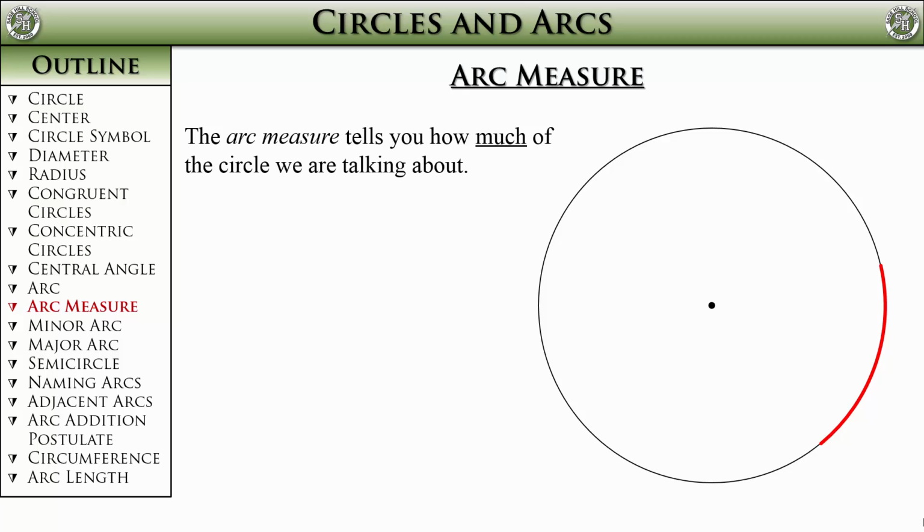I can see from this picture that we have a red arc, but I want to know how much of the circle is covered by that red arc.